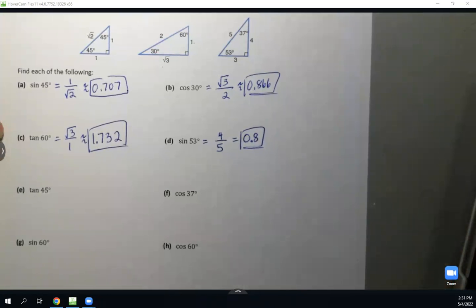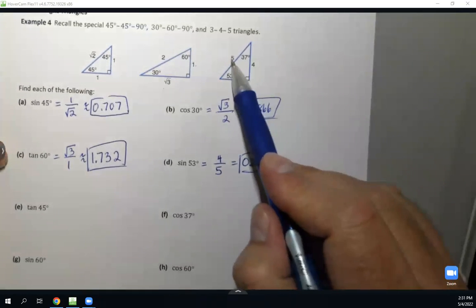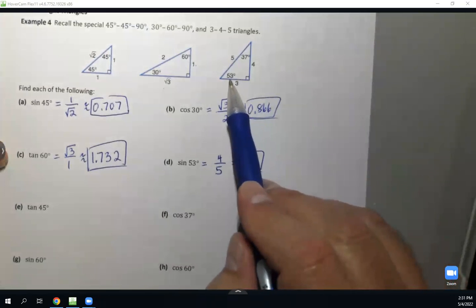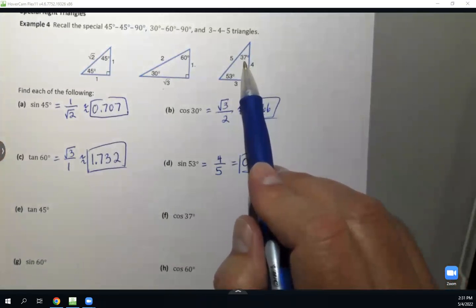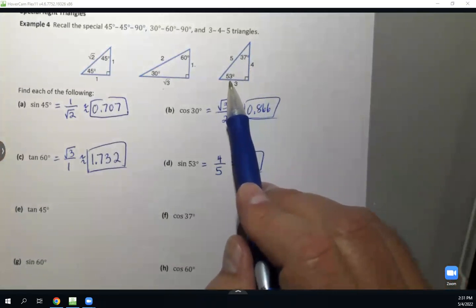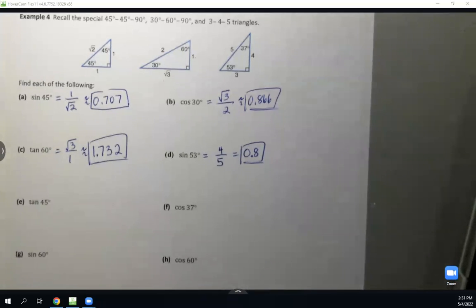Now I should tell you, with the 3-4-5 triangle, the angle is not perfectly 53 degrees. It's approximately 53 degrees. Does that make sense? And it's approximately 37 degrees. So if we wanted to be more precise, we could. I'll show you how to do that in a minute.